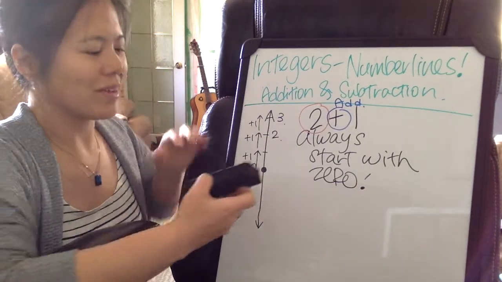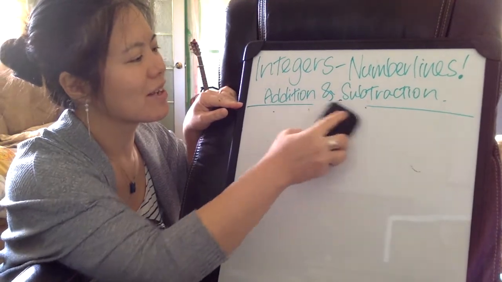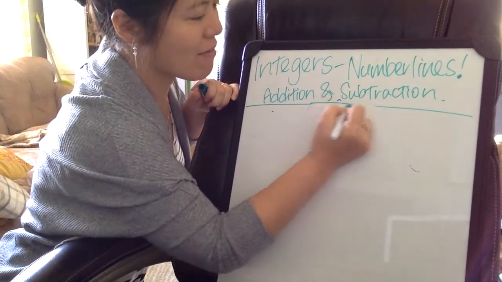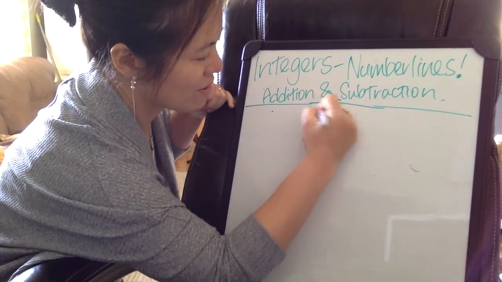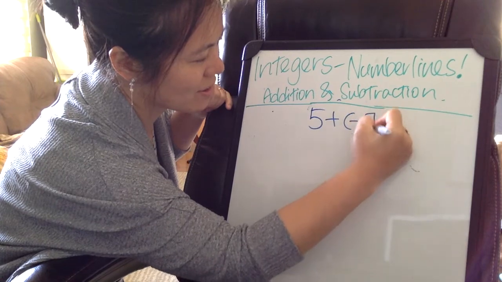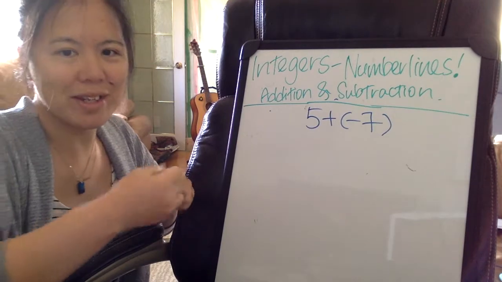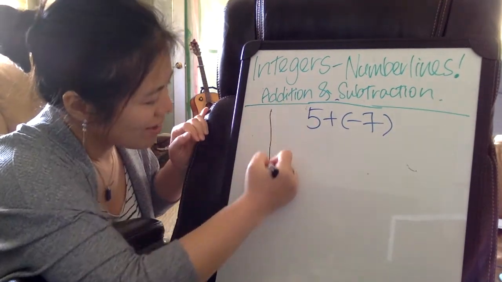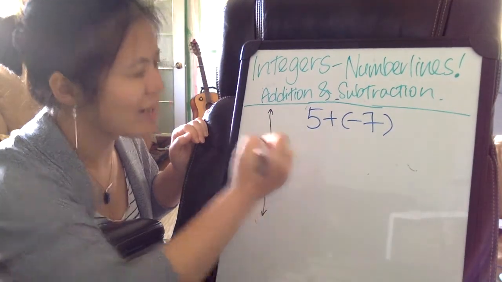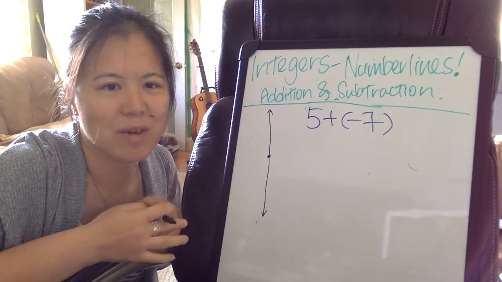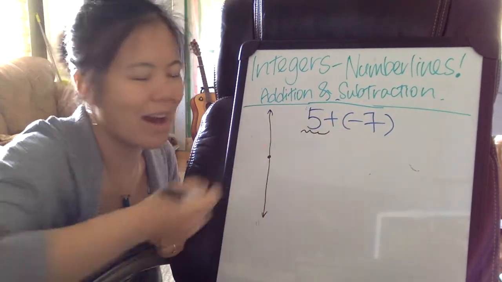Okay, so one more time. Different question. What if we have something like this? Then what do we do? So I will draw my number line once again. And remember, we are always starting with 0, right? So what do you think it means, temperature-wise? What are we saying? So you start off at 5 degrees.